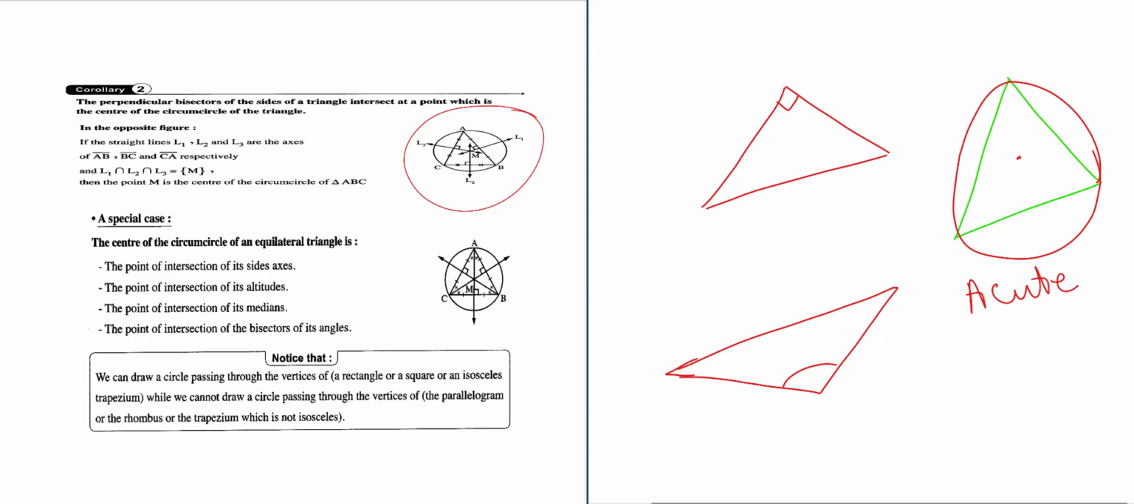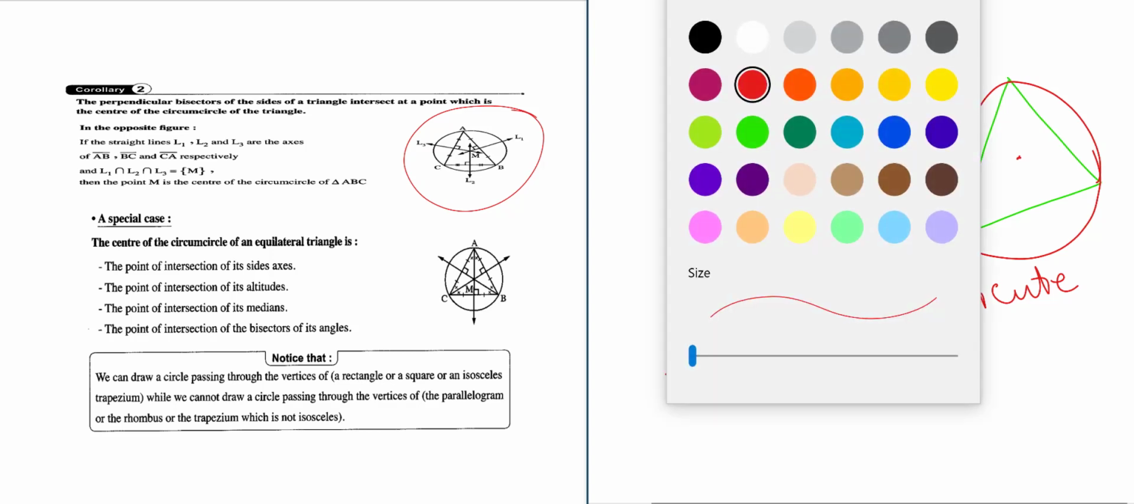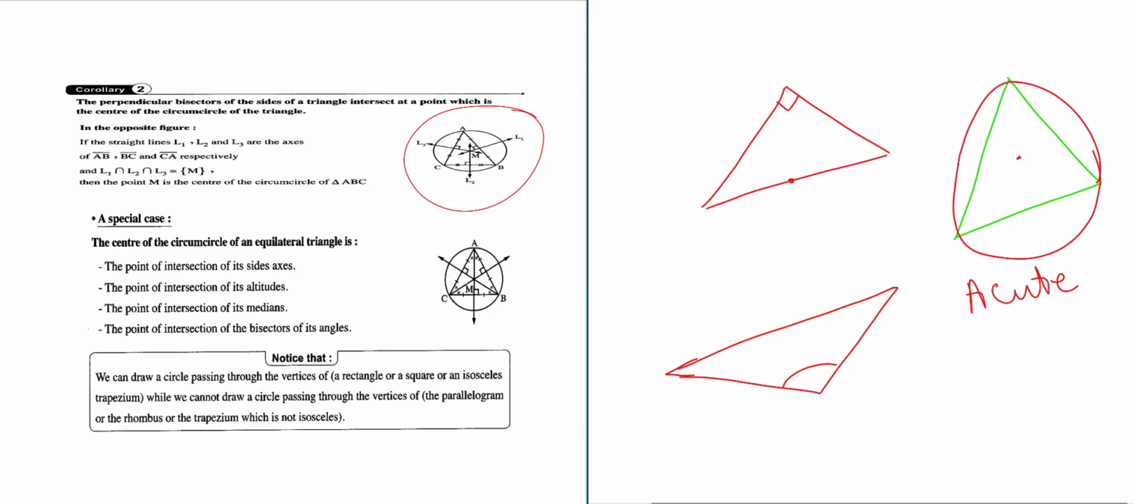And in the case of a right angled triangle, if we draw the 3 axes, they intersect at the midpoint of the hypotenuse of this triangle. Then the center of the circumcircle passing through the right angled triangle, like this triangle, is the midpoint of the hypotenuse. And here the hypotenuse will be the diameter of the circle, here in the right angled triangle.